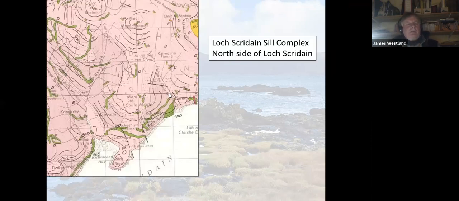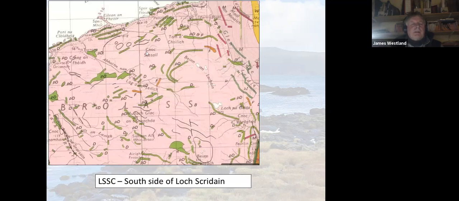If you look at the BGS map, all this green stuff that you see are little sills. Now, some of them are not that easy to see inland, but on the coast there are some excellent ones that you can see. This is the south side of Loch Screeden, and again, it's just covered in these little green things. That's these sills outcropping. Now, I've seen a few of them in the field, but some of them are more spectacular than others.